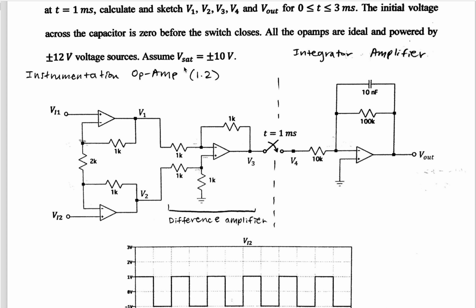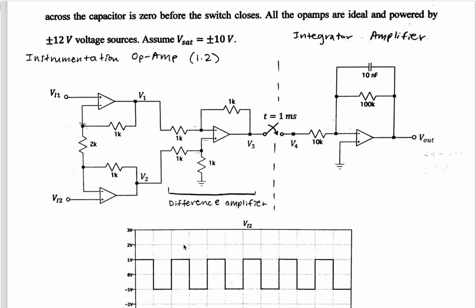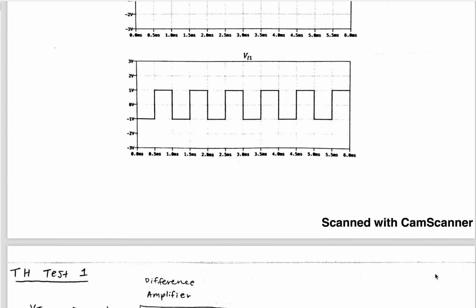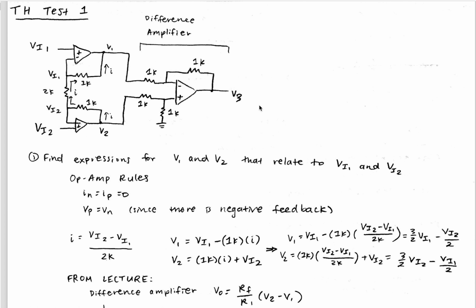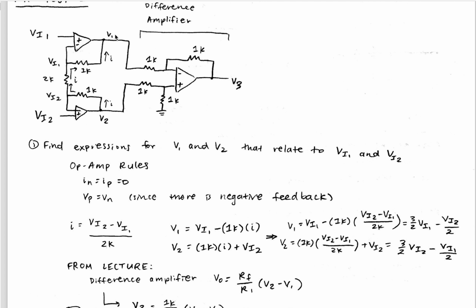Part 1 is before the switch, and we've actually seen this circuit in discussion 1.2, which is an instrumentation op-amp, which has two inputs and also goes through a difference amplifier. And so first we are going to look for an expression for V1 and V2 that relates VI1 and VI2.